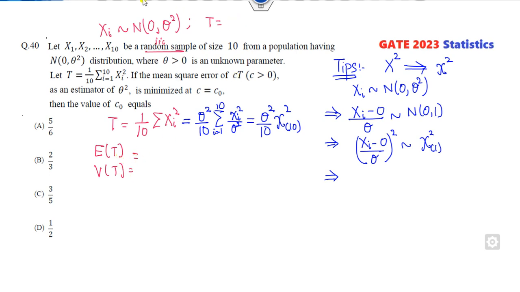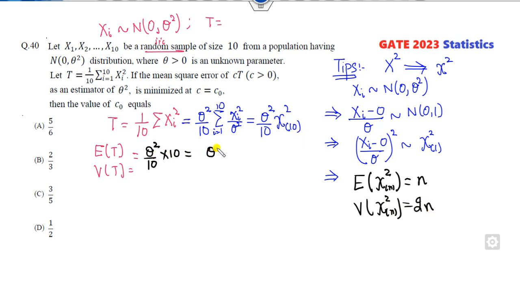Now you can find the variance and the mean. Expected value is theta square over 10 times the expected value of the chi-square of n, which is n. The variance of the chi-square with degree of freedom n is 2n, so this is 10. How do you find the variance? Variance is the square into the variance of this, that's 2n, 2 into 10. So it is theta raised to power 4 divided by 5. So it means T follows some distribution having this mean and this variance.